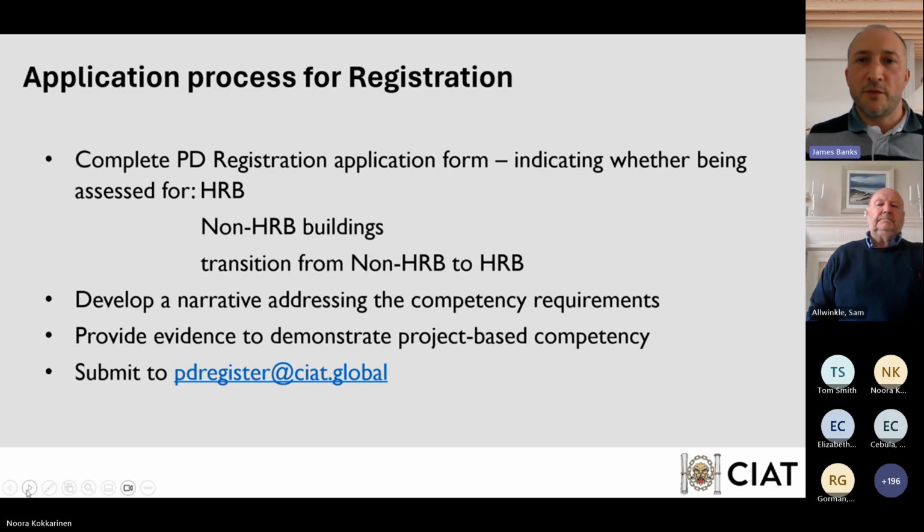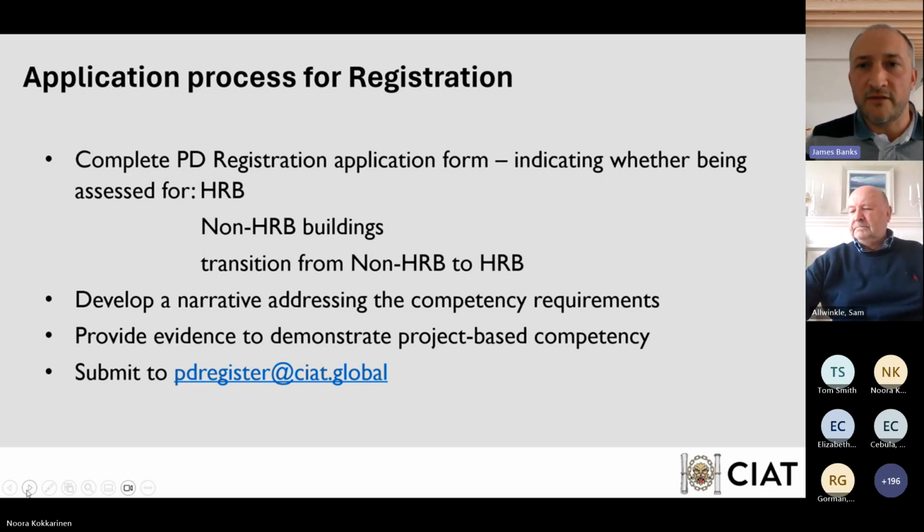But in essence, within the form, you need to provide a narrative outlining your knowledge and understanding, outlining project-based experience and giving context as to the project competency that you have, and then reference those documents to prove that you've met the standard. So by competence, we need to see documentary evidence to prove you've met that specific criteria or the criteria within the application.